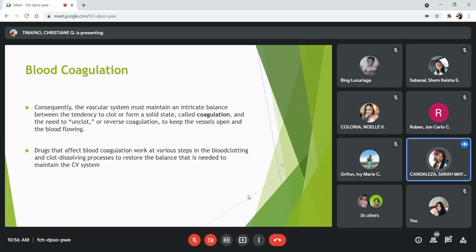So, we already tackled the meaning of blood coagulation. This is a process of changing from a fluid state to a solid state to plug injuries to the vascular system. The vascular system must maintain an intricate balance between the tendency to clot or form a solid state, called coagulation, and the need to unclot or reverse coagulation to keep the vessels open and the blood flowing. Drugs that affect blood coagulation work at various steps in the blood clotting and clot dissolving process to restore the balance that is needed to maintain the cardiovascular system.